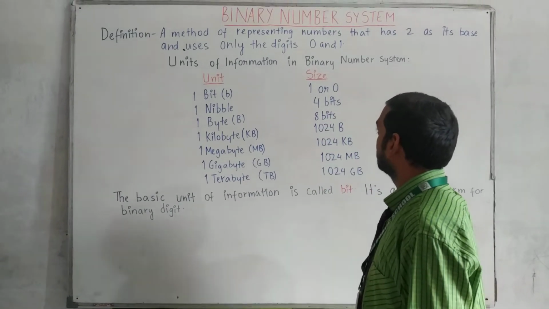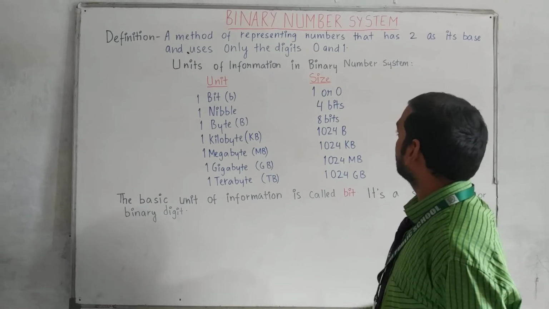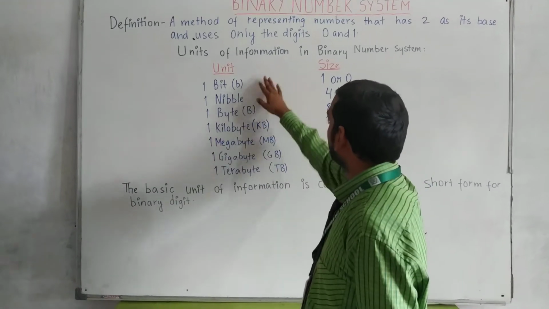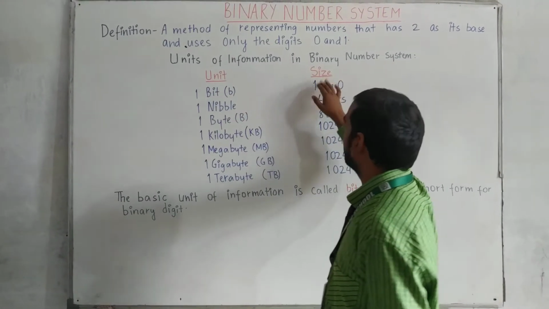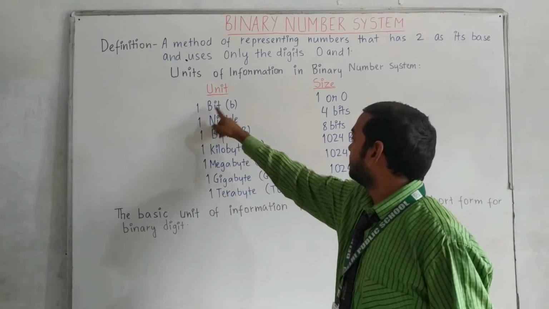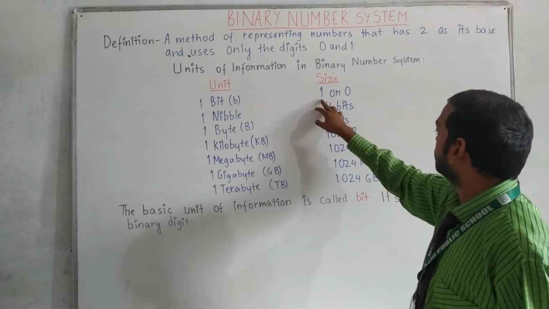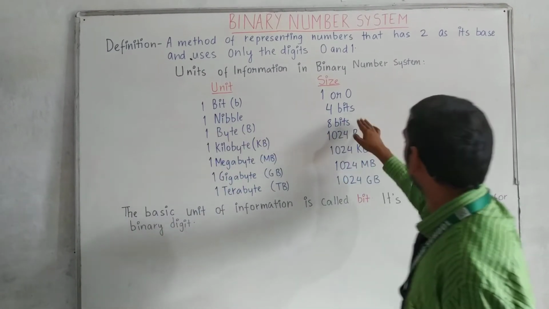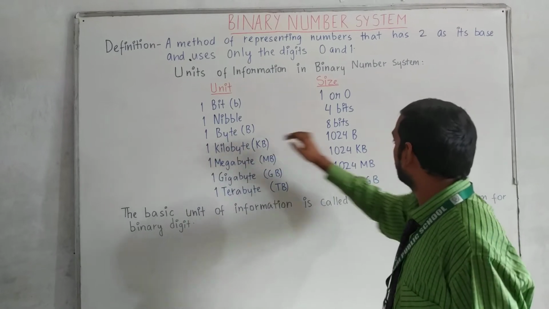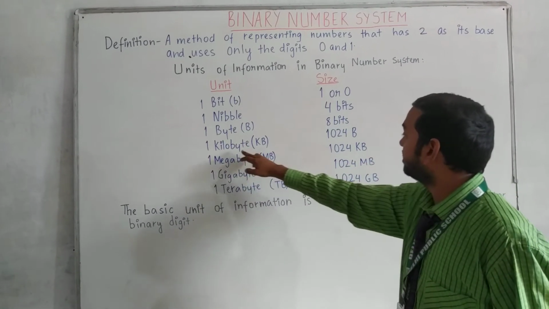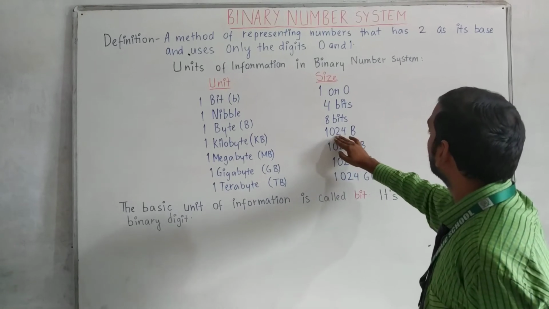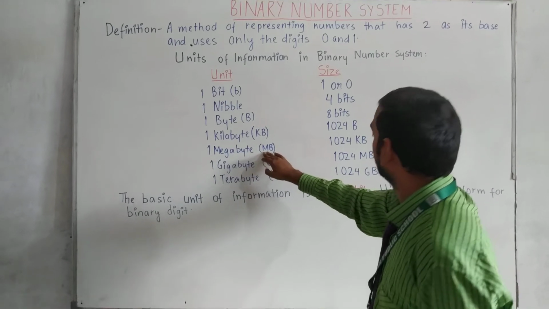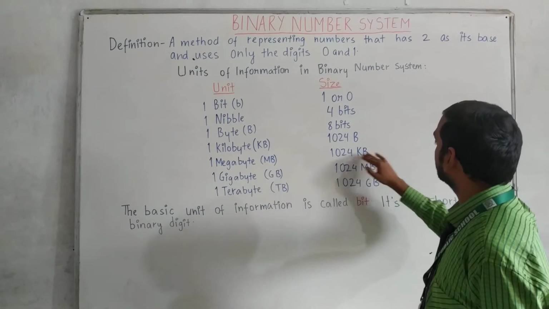Now the next one is, what are the units of information in the binary number system? Here we have the unit and its size. 1 bit is equivalent to a size of 1 or 0. The size of 1 nibble is 4 bits. And 1 byte is equivalent to 8 bits. 1 kilobyte is equivalent to 1024 bytes. And 1 megabyte or MB is equivalent to 1024 kilobytes.